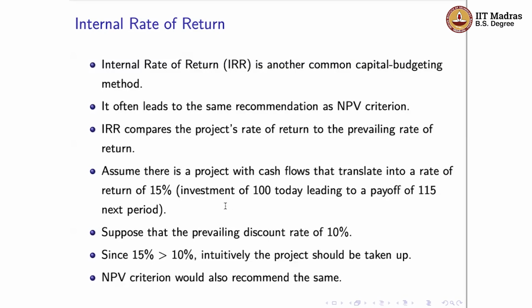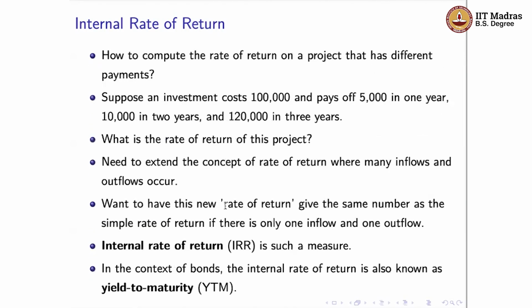But now we want to use the same idea of comparing the rate of return of the project to the prevailing economy in more complicated cases. So let's take a look at this example. Imagine that you have an investment that costs 1 lakh today and pays off 5,000 in 1 year's time, 10,000 in 2 years, and 120,000 in 3 years' time. Now you can see that if you want to use the same method as in the previous example, where we calculated the rate of return and then compared it to the prevailing economy, that's not that simple to use here, right?